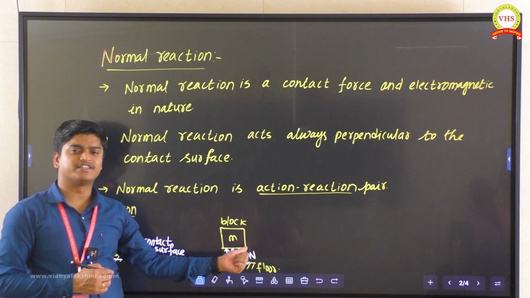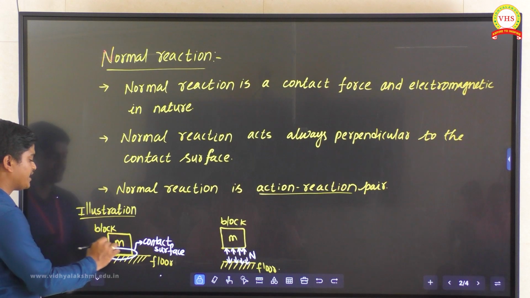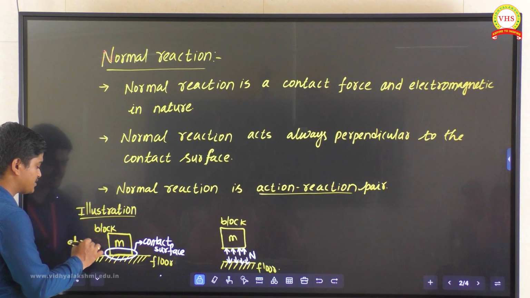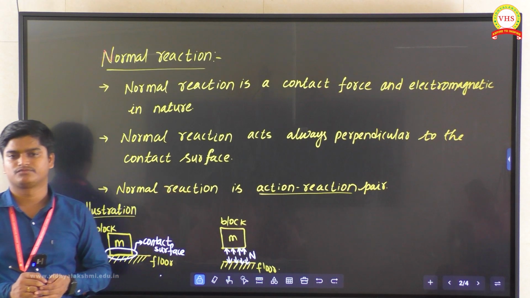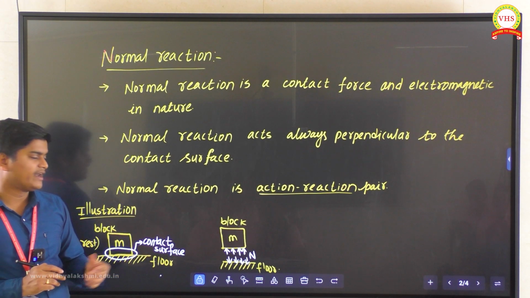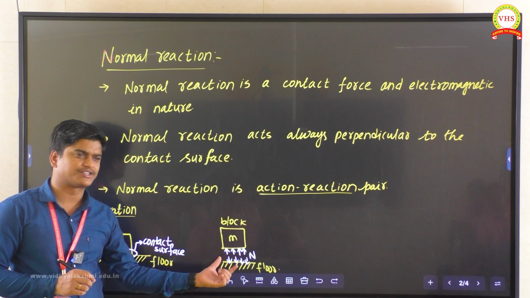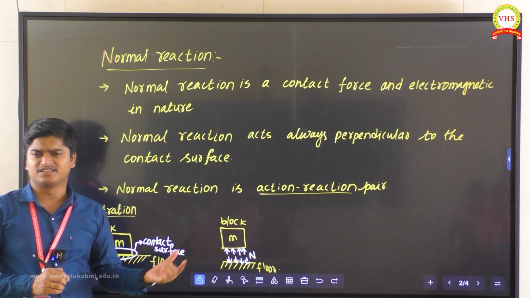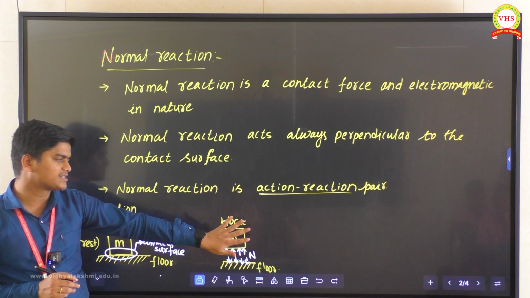Now we want to calculate the normal reaction for this particular picture. When this object is at rest, what is the normal reaction for this object? When you want to find something like acceleration, normal reaction, or tension, for any object it will be asked.